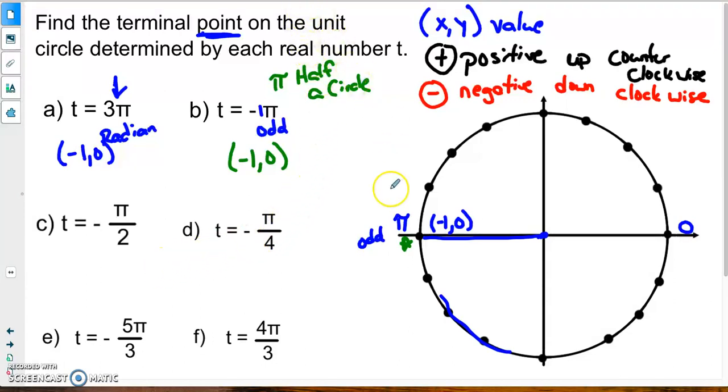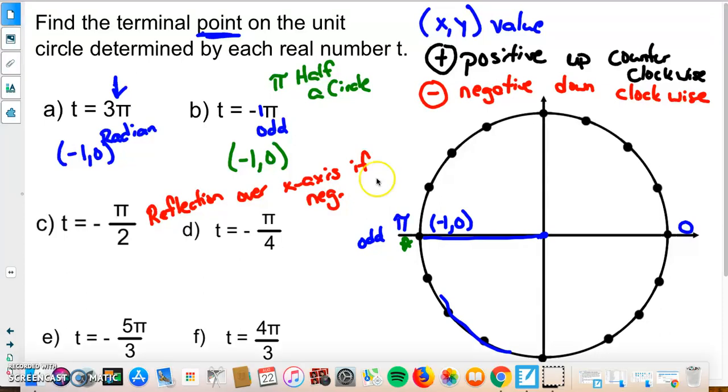When I'm working with pi over 2 or I'm working with negative pi over 4, there's a couple different ways to think of this. I can think of this as a distance traveled, or anytime I see a negative, I can do a reflection. And more specifically, I can do a reflection over the x-axis if it's negative.